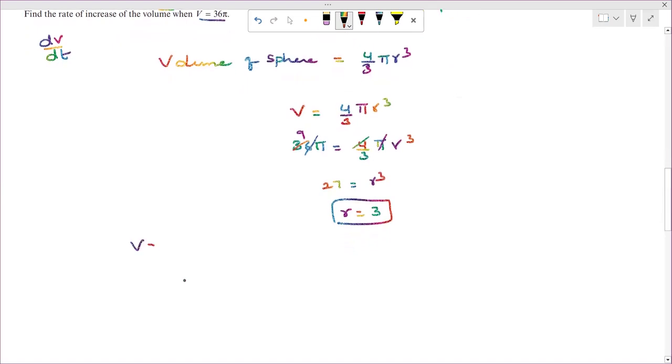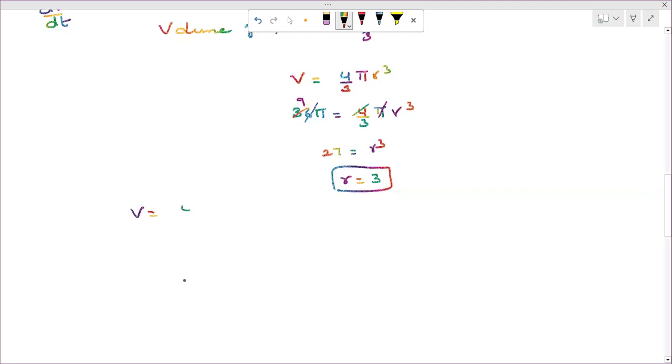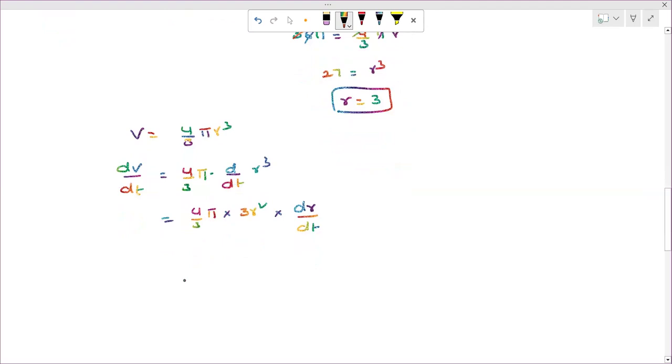Once again, I am writing the volume of the sphere, 4 by 3 pi r cube. Now differentiate with respect to time. dV/dt equals 4 by 3 pi, a constant, times d/dt of r cube, which is 3r square into dr/dt. Now substitute all the values. 3 cancels, 4 pi r is nothing but 3 dr/dt.